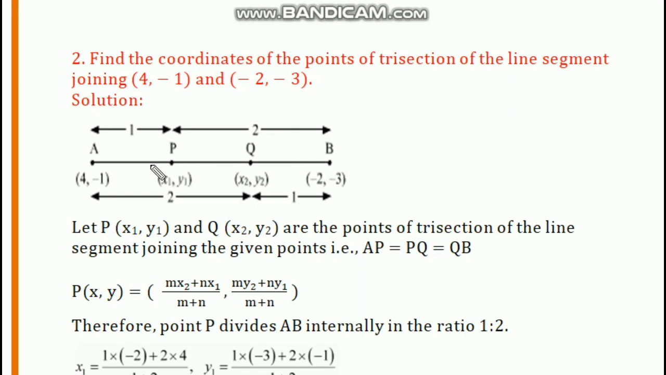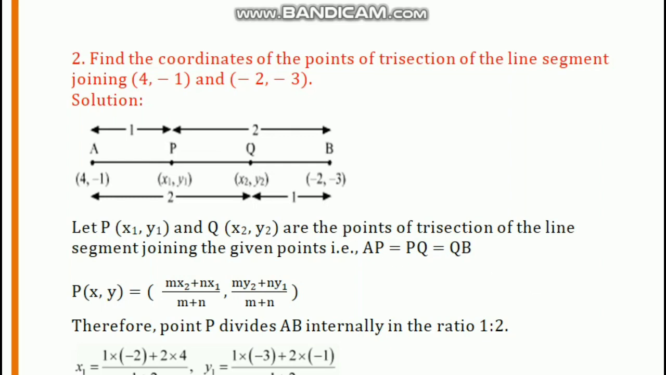To find the P value, from A to P is only one section, and P to B is totally 2 sections, because we know coordinates B and A. So first we take AP and PB. What is the ratio of AP and PB? 1 is to 2. This is one part, and this is the remaining 2 parts. By using the section formula, we need to find it.